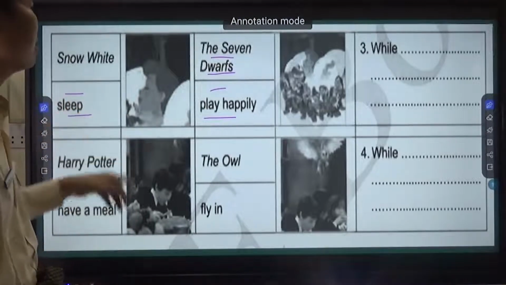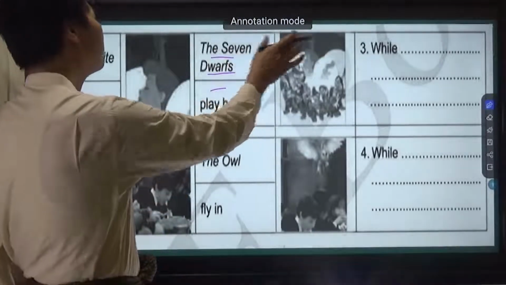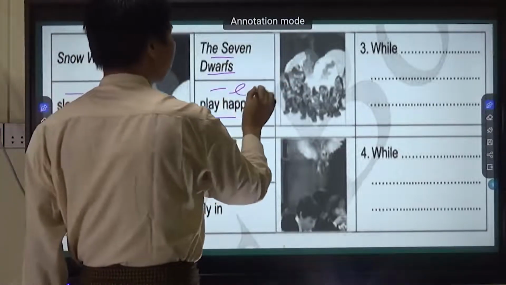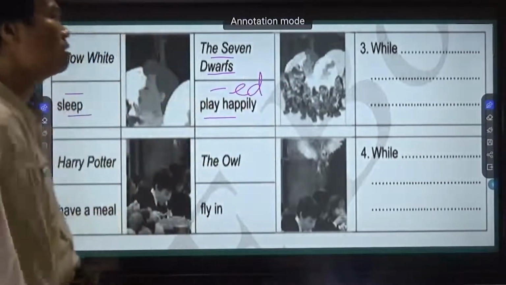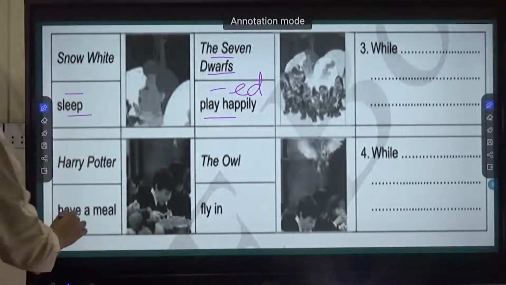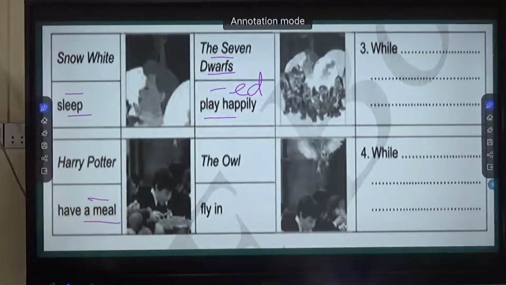While Snow White was sleeping, the seven dwarfs played happily. Played happily. Now a question about the example: Harry Potter has a meal.